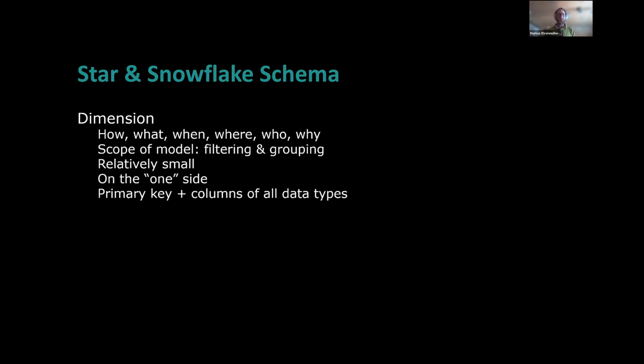So what's a dimension table? Again, it's a term, you can like it or not, but a dimension is something which tells us how, what, when, where, who, why something happened. And it gives the scope of the model. If you think about a report and the things you put on the rows or columns, or the slicers or filters in your report, those are dimensions, because we filter and group on dimensions.